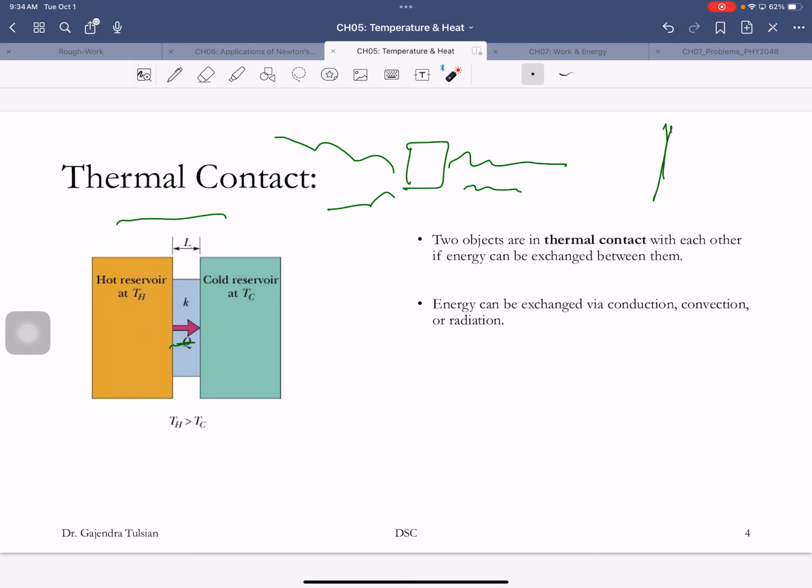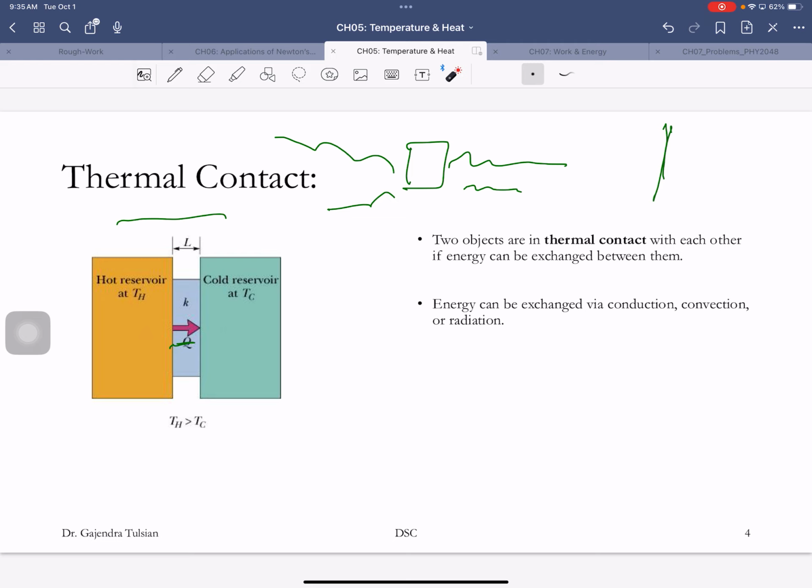Some thermal contacts are stronger than others. If you can exchange more heat, then the thermal contact is stronger. So for instance, this water bottle is in strong thermal contact with the table. It's in weak thermal contact with her, because this bottle is exchanging electromagnetic radiation with each one of you.